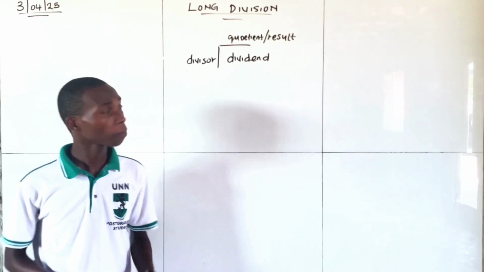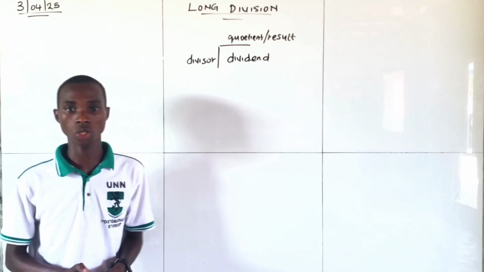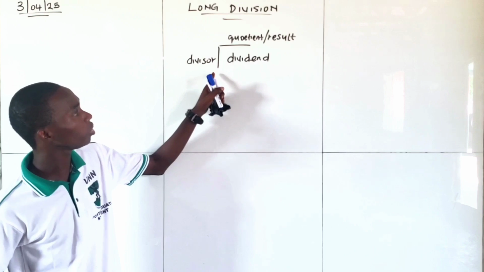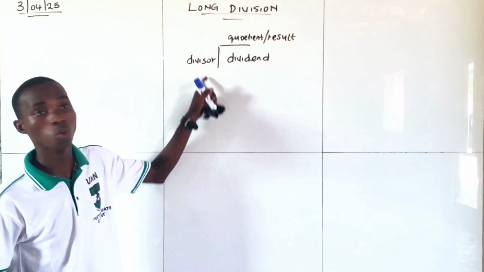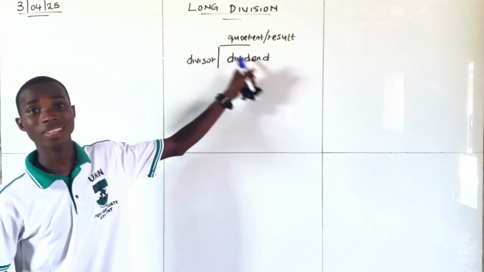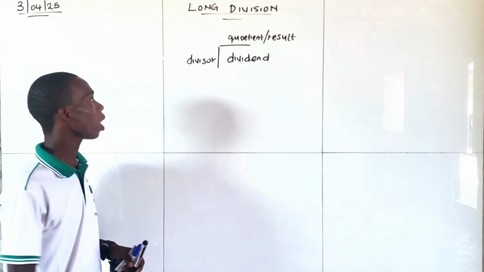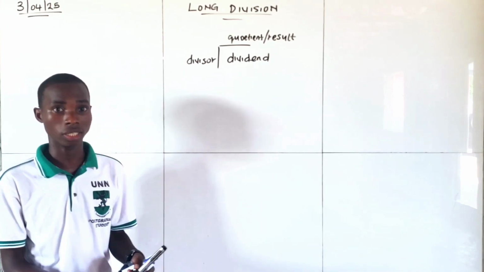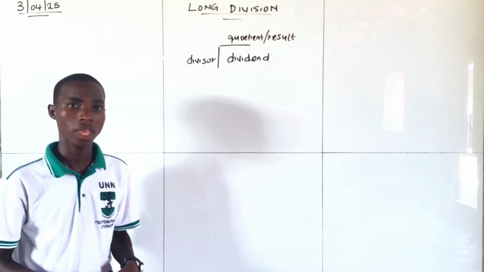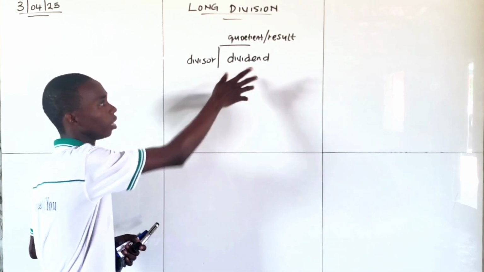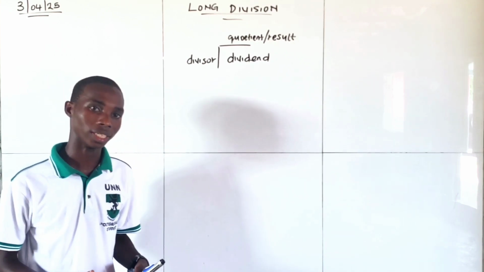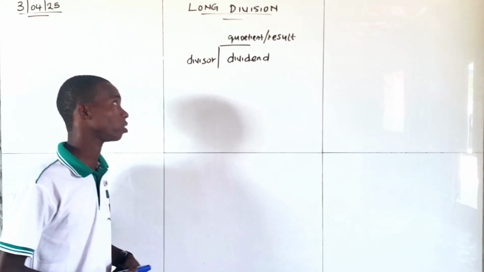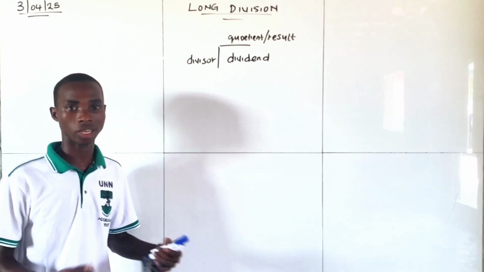Now you can see this. This is the sign for long division. While you are solving long division, you need to consider the sign. This sign looks like a square root, but it's not a square root, it's the sign for long division. The number outside here is known as our divisor. The number inside here is known as our dividend. And the number on top of the division sign is known as the quotient, or you can call it the result.